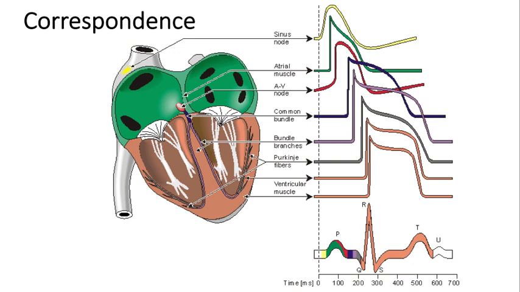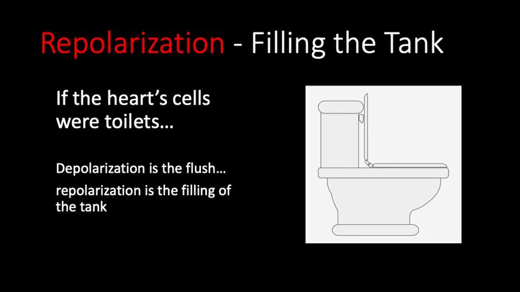The QRS complex represents the largest electrical activity, which is depolarization of the ventricles, and that is the most obvious waveform in most cases. The T wave represents the repolarization of the ventricles. We can think of repolarization as filling the tank. If the heart cells were toilets, repolarization is filling the tank and depolarization is the flush.